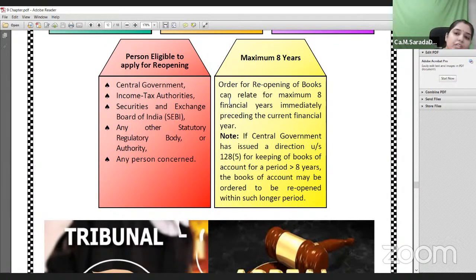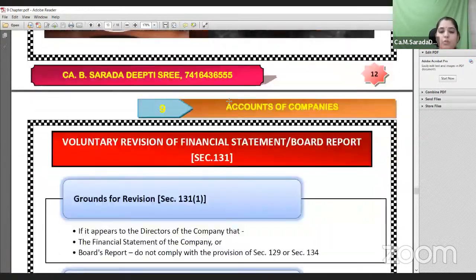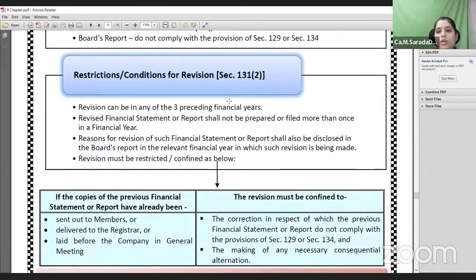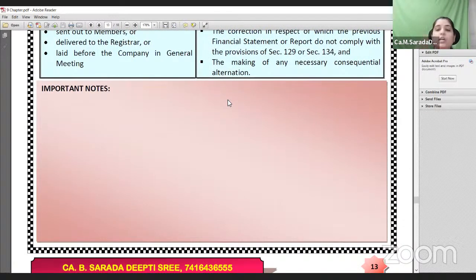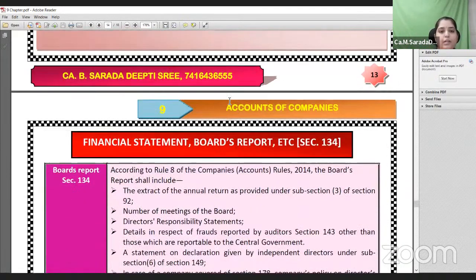Who is eligible to apply to the tribunal for the purpose of reopening? The central government may ask the tribunal, asking it to direct so and so company to reopen its books of accounts. Income tax authorities may make an application. SEBI can make an application, or any other statutory body or any other person concerned with the company, who might be a member, or any other financial institutions. On the request made to the tribunal, the tribunal will ask the company to reopen. Books of accounts can be reopened to a maximum period of 8 years. Okay, so these both are very, very important. Voluntary revision of books of accounts and reopening of the books of accounts are completely 2 different topics.